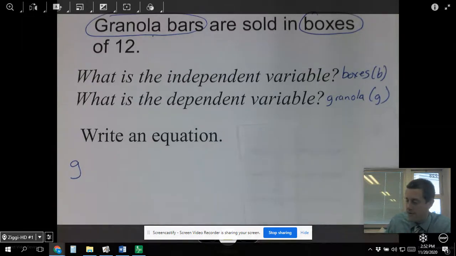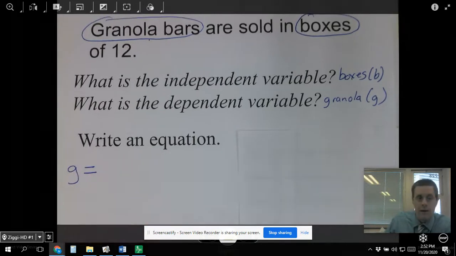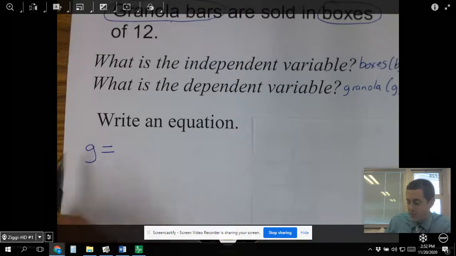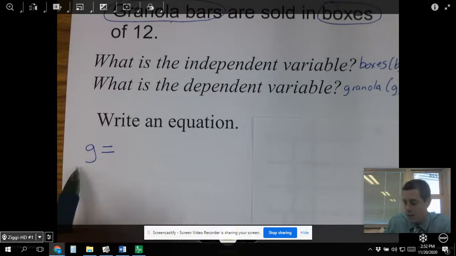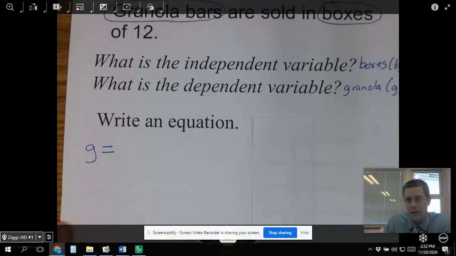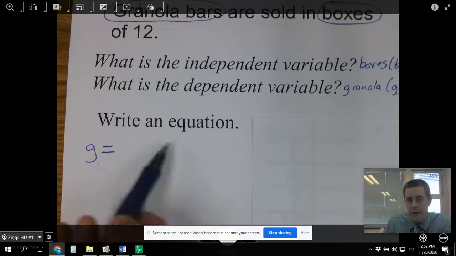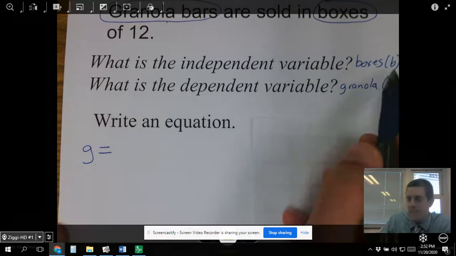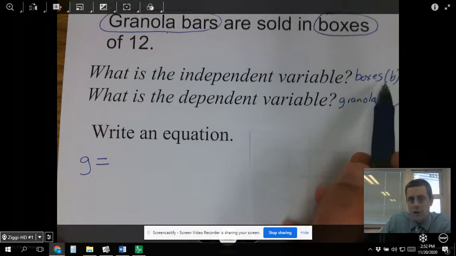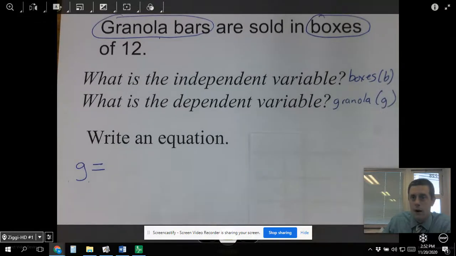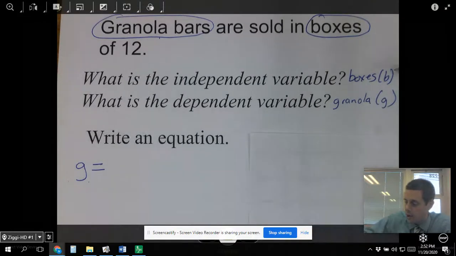So I have my dependent variable G, because the granola bars depend on how many boxes I purchase. And I'm going to bring down my equal sign, because my dependent variable is always the only thing on one side of the equation. Now, on the other side of the equation, I need to take my independent variable and determine what mathematical calculation is occurring with this independent variable.